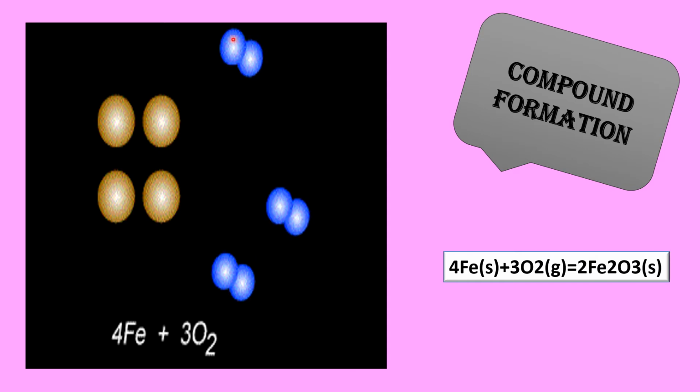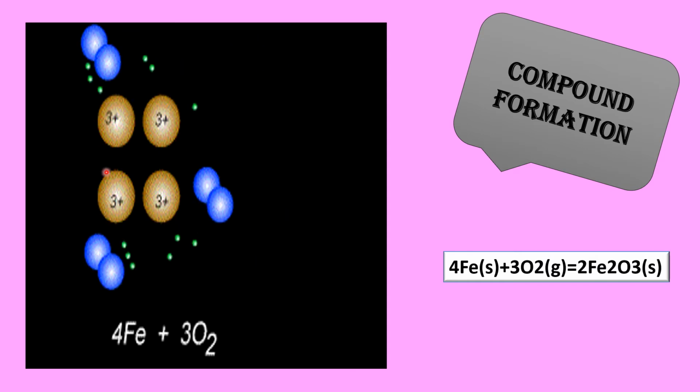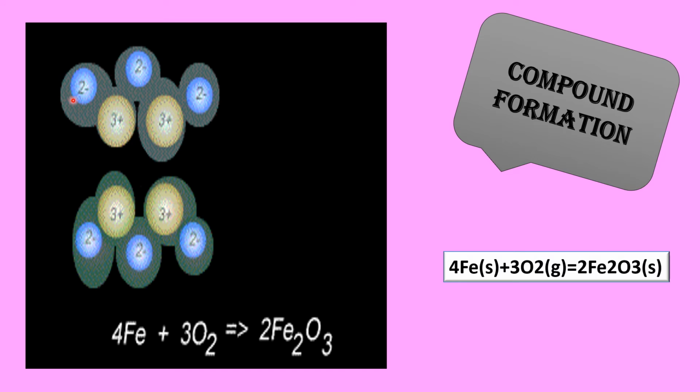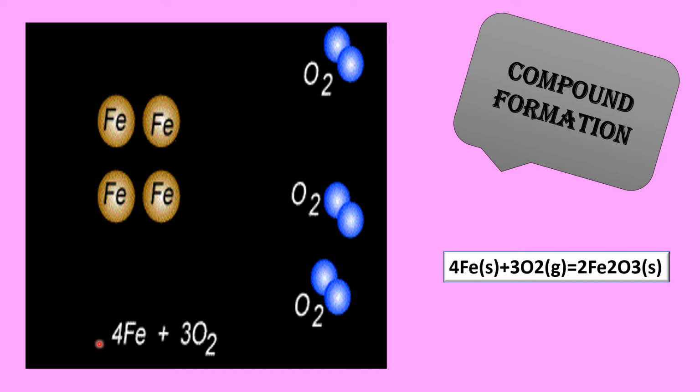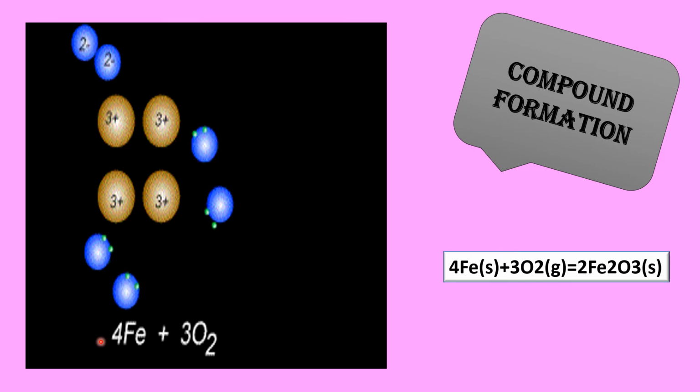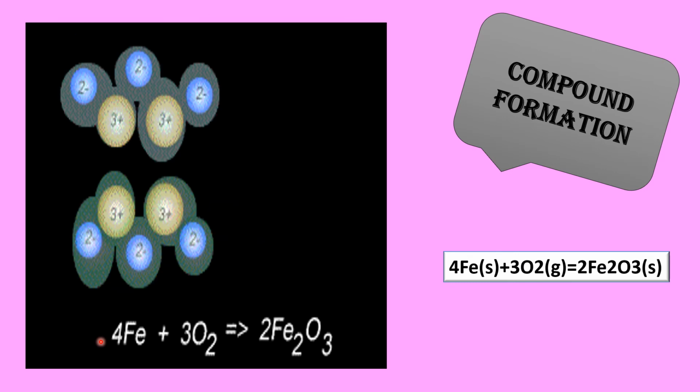They react to form Fe2O3, 2 molecules of Fe2O3. This one and this one. Fe2O3, that means 2 iron and 3 oxygen. Okay. So this is the formation of Fe2O3.